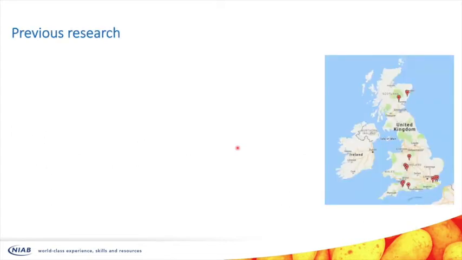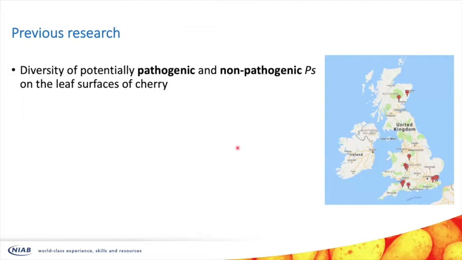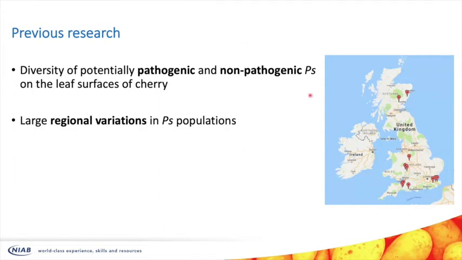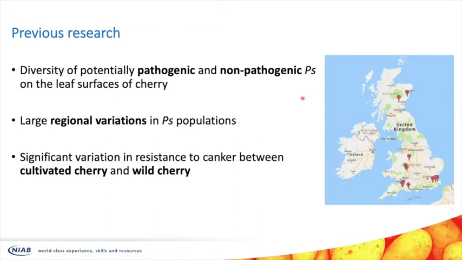So the previous research found that there is an enormous diversity of potentially pathogenic and non-pathogenic Pseudomonas syringae on the leaf surfaces of cherry. And also there is a large regional variation in Pseudomonas populations. In addition, there are significant variations in the Pseudomonas populations in cultivated cherry and wild cherry trees.